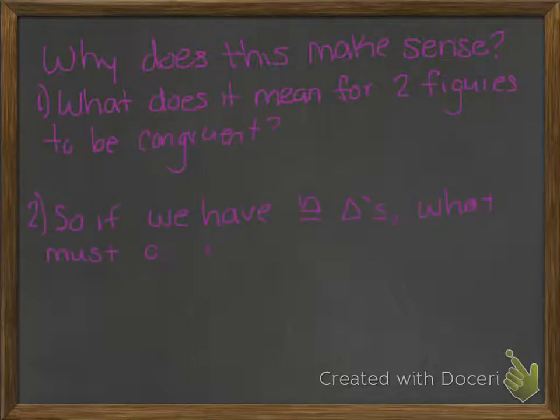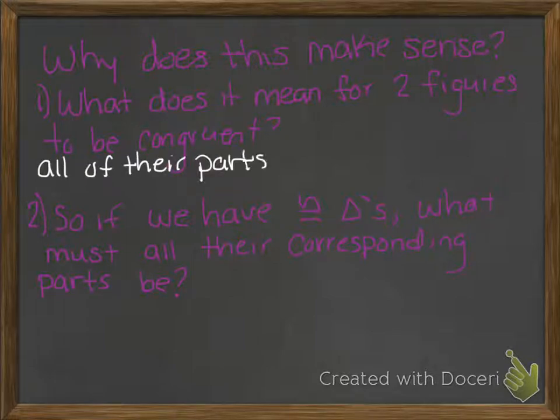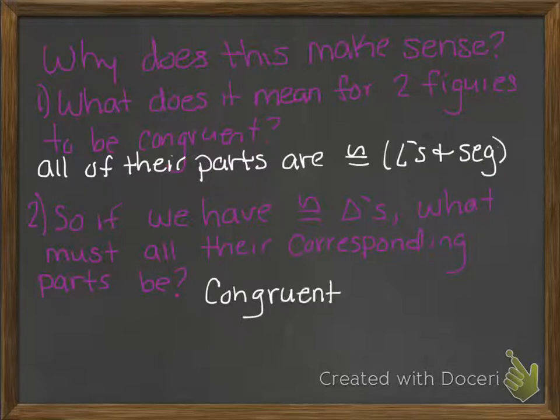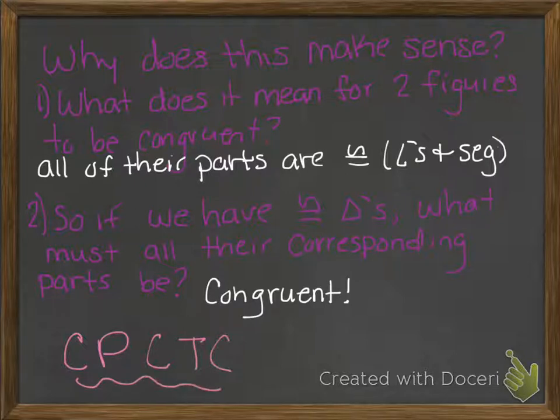Think back to the beginning of the chapter, and take a second to see if you can figure out what it means for two figures to be congruent. All right, so hopefully you figured it out, but in order for two figures to be congruent, everything has to be congruent. All of my corresponding angles have to be congruent, and all my corresponding segments have to be congruent. So if we have congruent triangles, all my corresponding parts, of course, have to be congruent. So that's why we say corresponding parts of congruent triangles are congruent. This is my good old CPCTC.